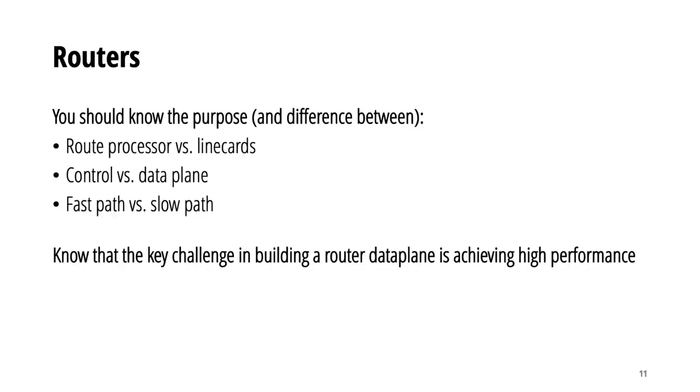So, things you should know about routers: route processors versus line cards, and what's getting done at each; the notion of a control plane versus a data plane; the notion of a fast path versus a slow path, and what gets processed where. In general, know that the biggest challenge when we talk about routers is that on this data plane, we need really, really high performance. Things like options and fragmentation are stressful to the data plane.